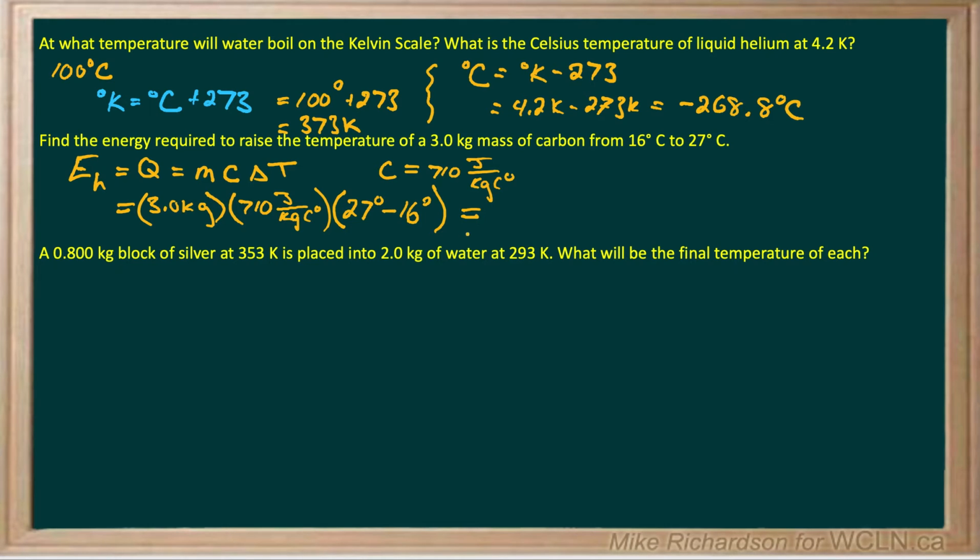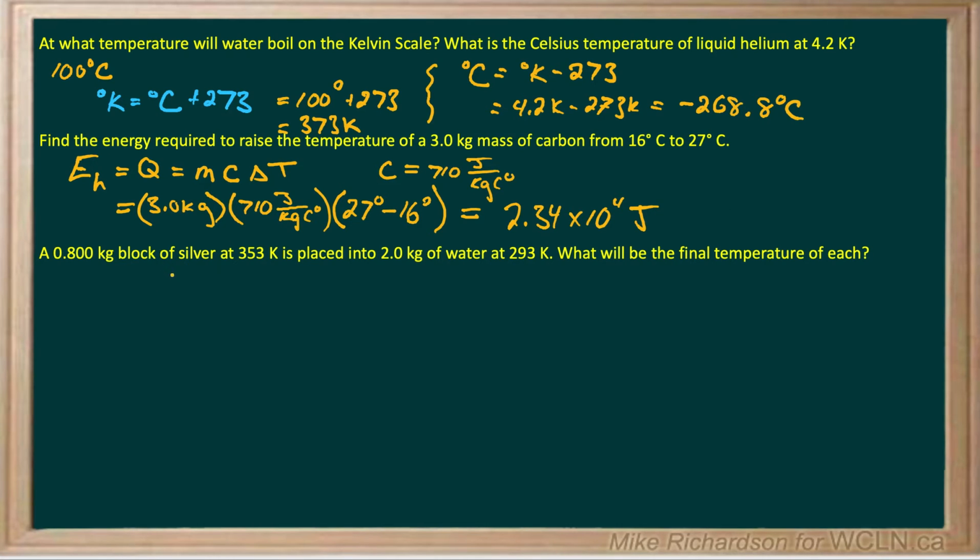And when you work all that through, we end up getting a thermal energy of 2.34 times 10 to the fourth joules of thermal energy to heat that carbon up.